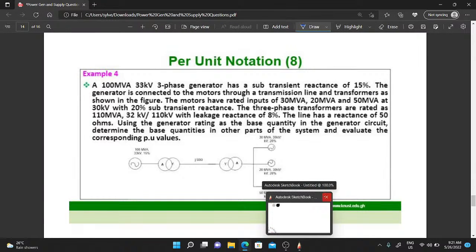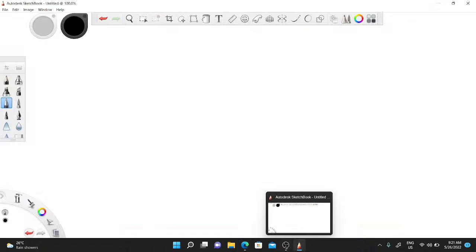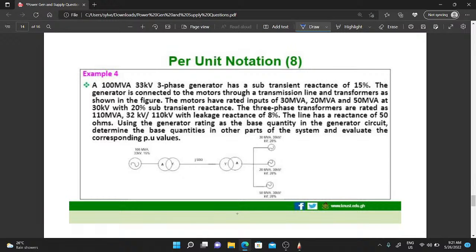A 100 megavolt-ampere, 33 kilovolt three-phase generator has a sub-transient reactance. Let me try to make the sketch with the values on it.